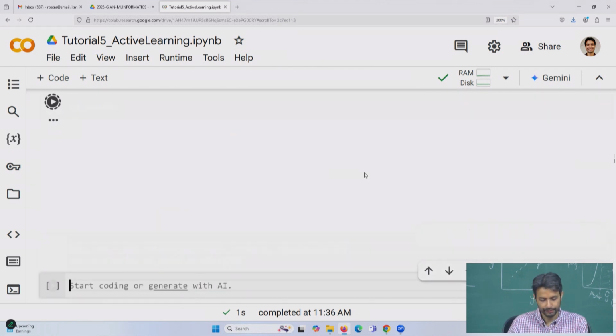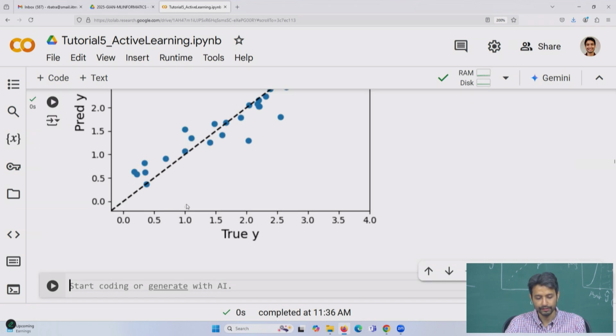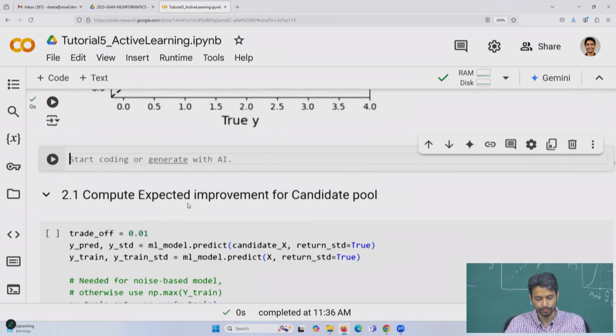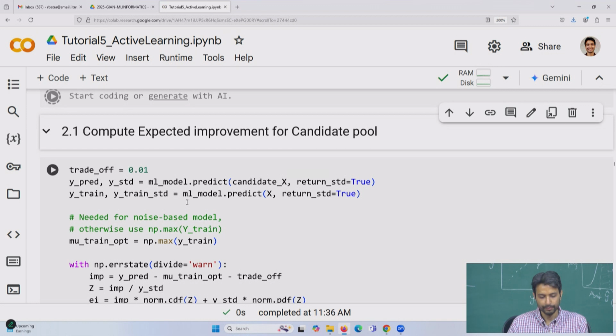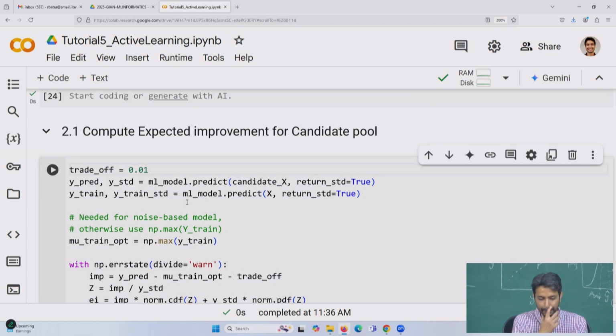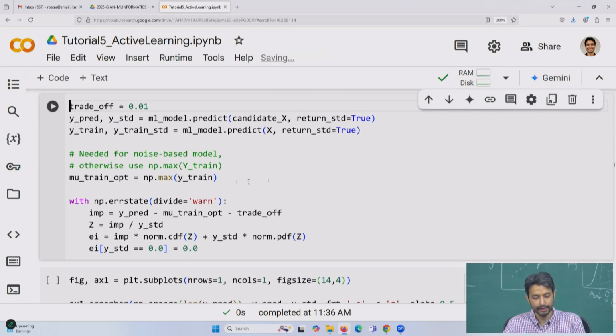These are your CV results, and then I am just plotting the parity plot. Okay, the main thing starts from here. Now what I want to do is compute the expected improvement for the candidate pool. That expected improvement formula that you saw, I want to apply for all the candidates. My model is trained, so I want to apply that formula for all my candidates.